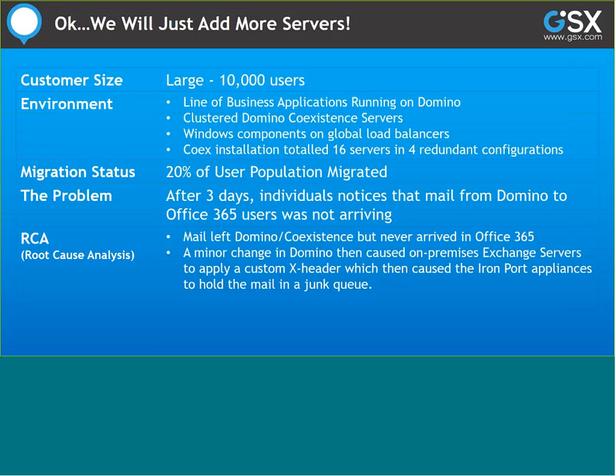But the mail left Domino and went to Exchange. This one tiny change in Domino caused Exchange and some transport rules the customer had put in place to apply a custom X header. If you open a mail message, at the top of it there are all these headers. It put a custom header in place. And when that custom header made it into their Ironport appliance setup, this header triggered it to go into a junk queue. So nobody was watching, because the mail was going into a junk queue where it was designed to.